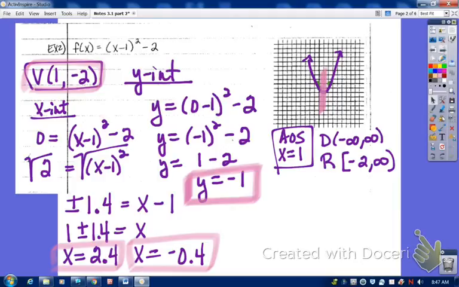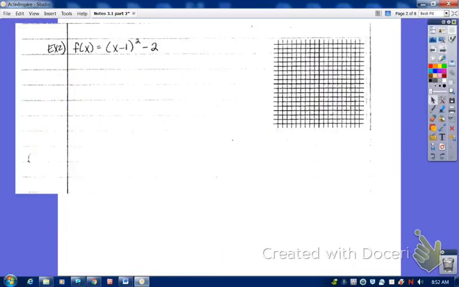Questions about example 2? All right, example 3.